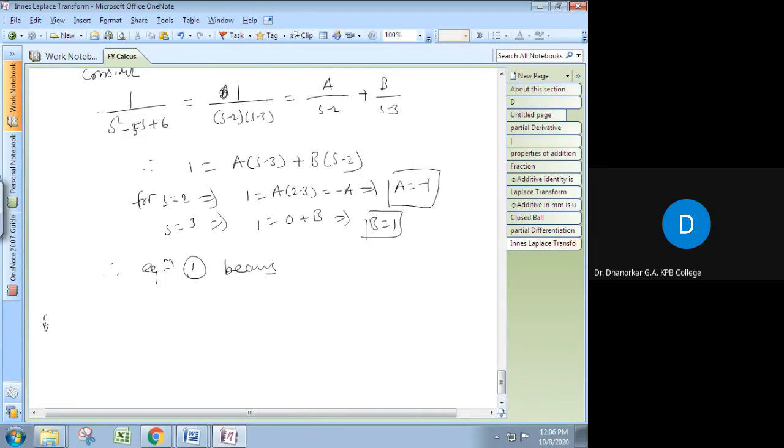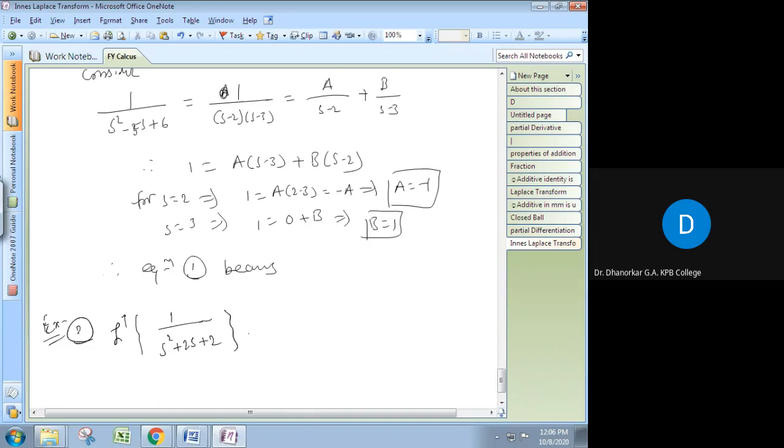I will write here an example. Next example, example 2. Here, factors, okay, I will take that problem again. Suppose sometimes it may happen that factors do not exist. Suppose this example: L inverse of 1 divided by s square plus 2s plus 2.